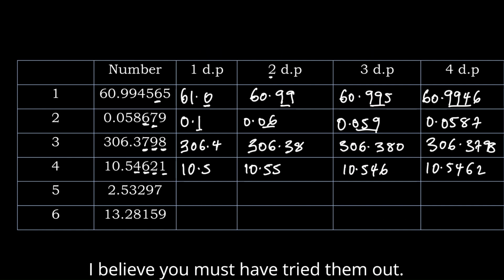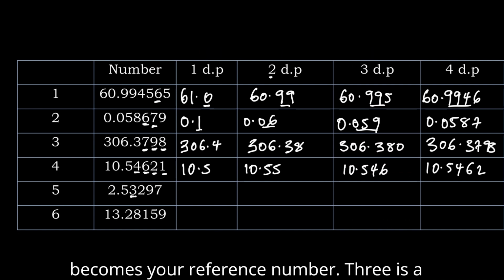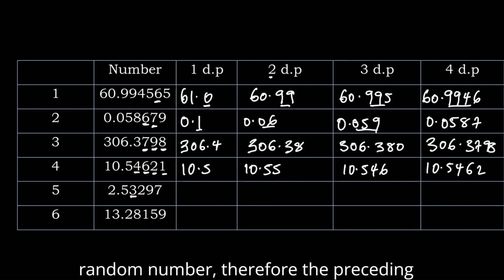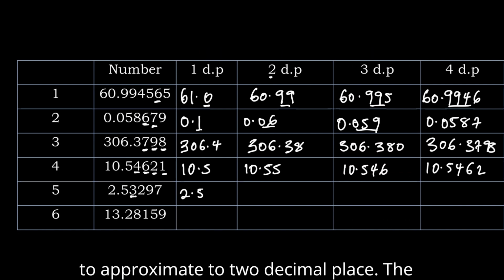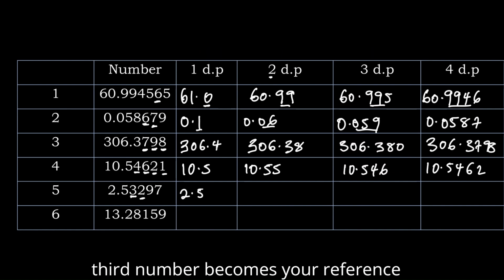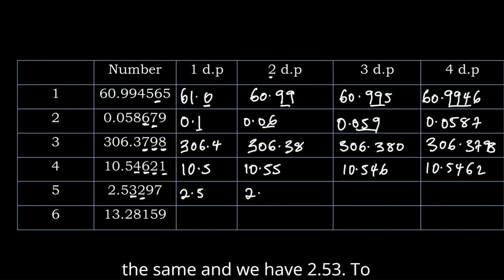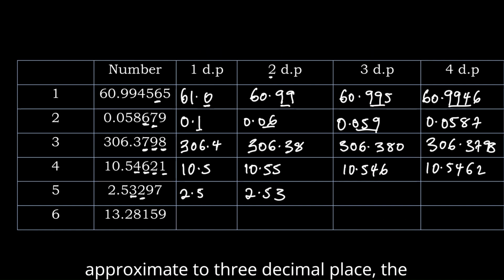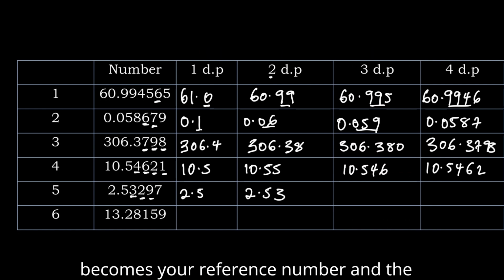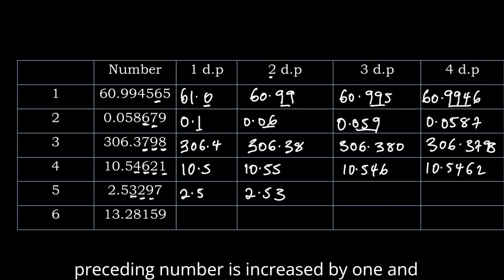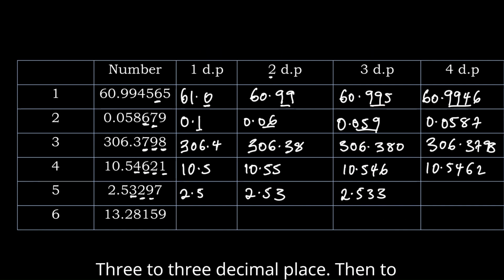I believe you must have tried them out. Let's solve. To one decimal place, the second number after the decimal point becomes your reference number. 3 is a round down number, therefore the preceding number remains the same. We have 2.5 here. To approximate to two decimal place, the third number becomes your reference number. This is a round down number, therefore the preceding number remains the same, and we have 2.53. To approximate to three decimal place, the fourth number after the decimal point becomes your reference number, and the preceding number is increased by 1, and we have 2.533 to three decimal place.